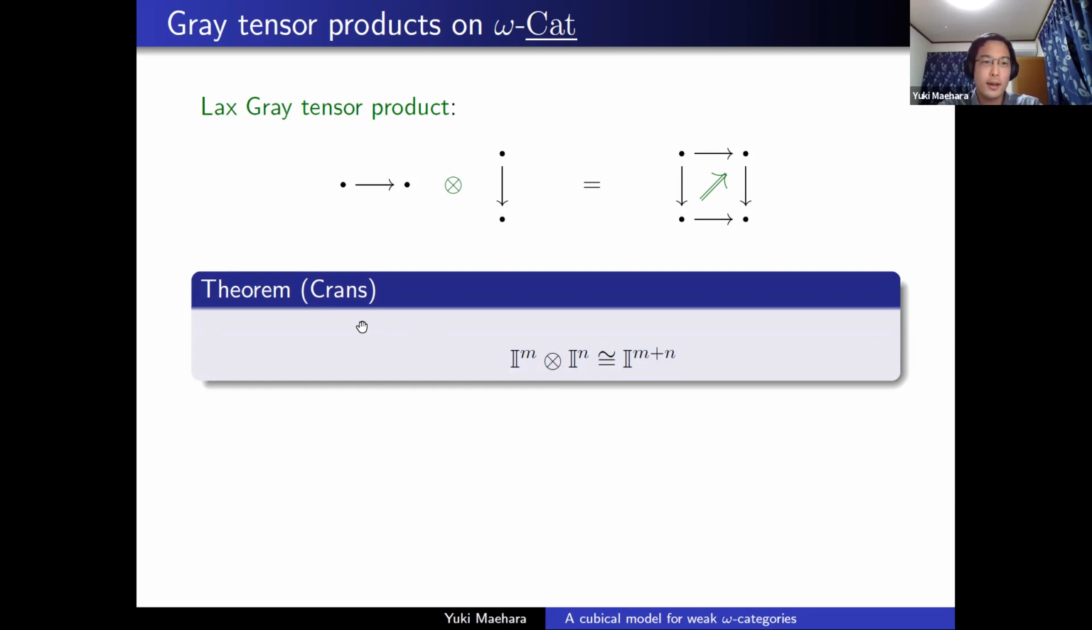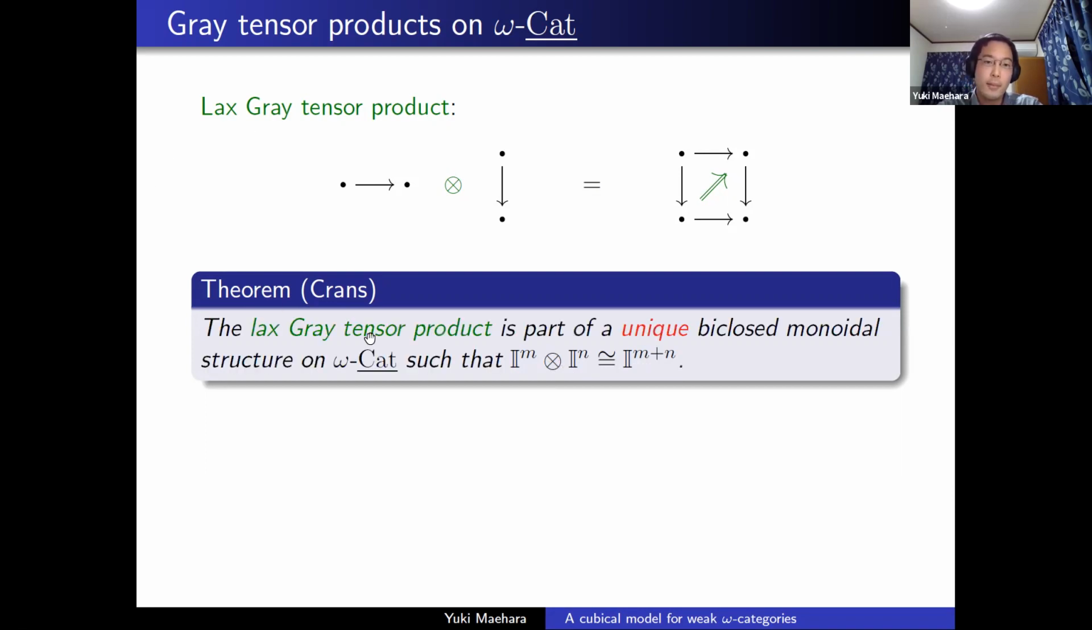And in fact, it's a theorem of Kranz that this Lax Gray tensor product can be characterized by this property, if we further ask that it be part of a biclosed monoidal structure on omega cat. So this Lax Gray tensor product is the unique such thing.